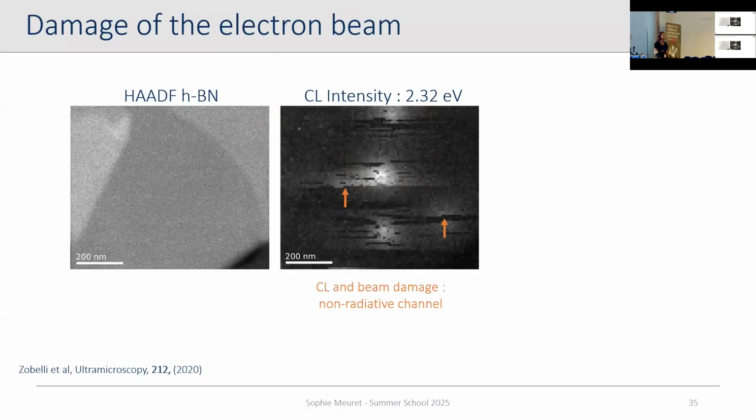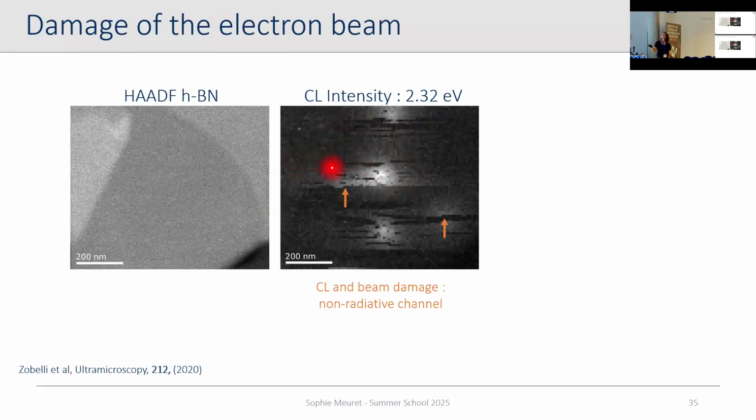Usually people come in and say, oh, I would like to do cathodoluminescence on my perovskite, for example. And they say, no, they are super resistant under the beam and everything. We don't see anything in the HAADF image when we move. And in cathodoluminescence, I can look at them for maybe 100 milliseconds, and that's it. It completely disappears. So here, this is typically what happens when you have some damage with your electron beam.